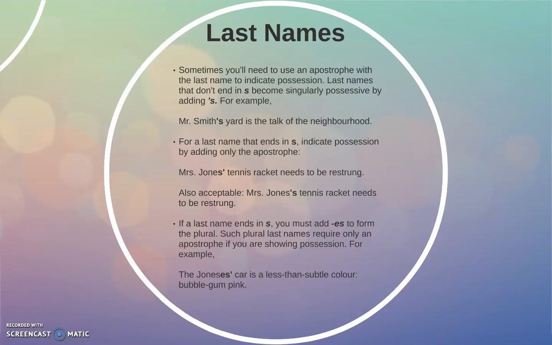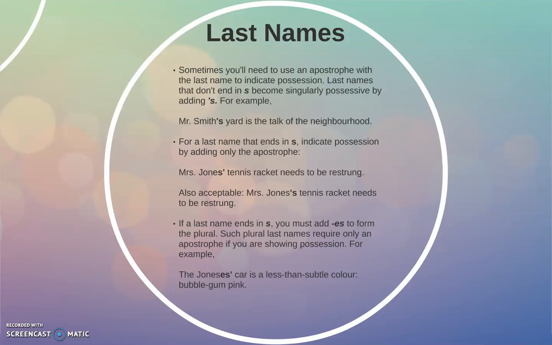Sometimes you will need to use an apostrophe with the last name to indicate possession. Last names that do not end in s become singularly possessive by adding apostrophe s. For example, Mr. Smith's yard is the talk of the neighborhood. For a last name that ends in s, indicate possession by adding only the apostrophe. Mrs. Jones' tennis racket needs to be restrung. Please note that Mrs. Jones's tennis racket is also acceptable, but you need to be consistent throughout your writing.